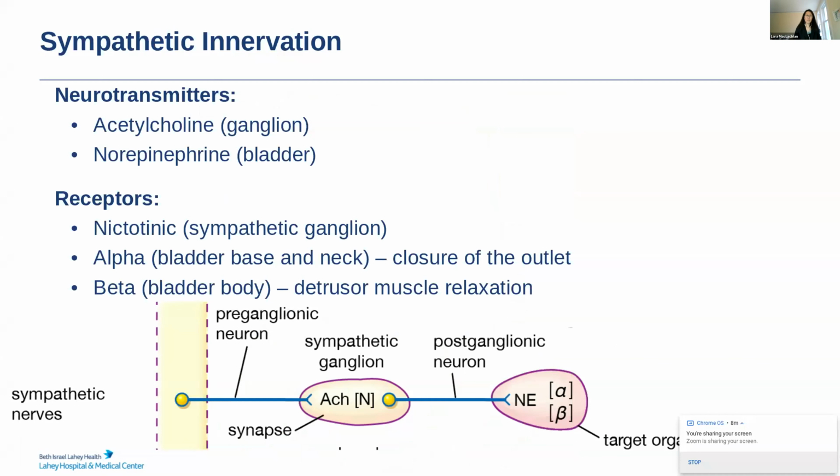As far as the neurotransmitters for the sympathetic pathway, you have both acetylcholine, which is at the ganglion, and then norepinephrine, which is at the bladder. As far as the receptors, again, you have nicotinic receptors in the sympathetic ganglion. And then at the target organ, you have both alpha receptors that are located at the bladder base and bladder neck, which will lead to closure of the outlet. And then beta receptors, which are in the bladder body, which lead to detrusor muscle relaxation. And those two are important receptors as they're both targeted by pharmacologic agents.